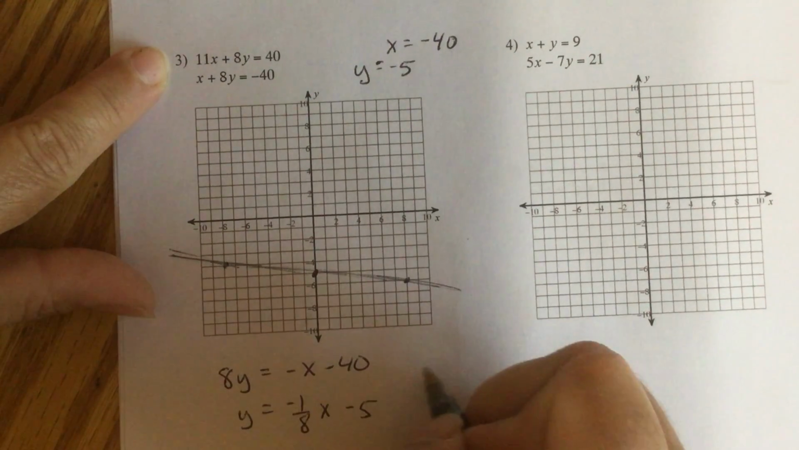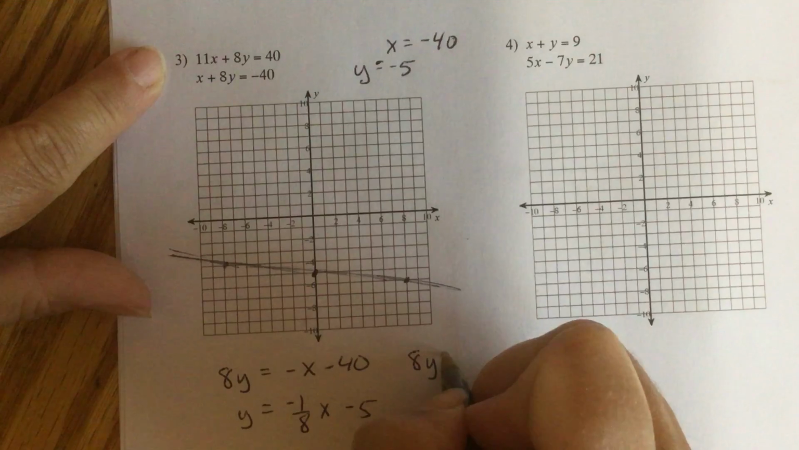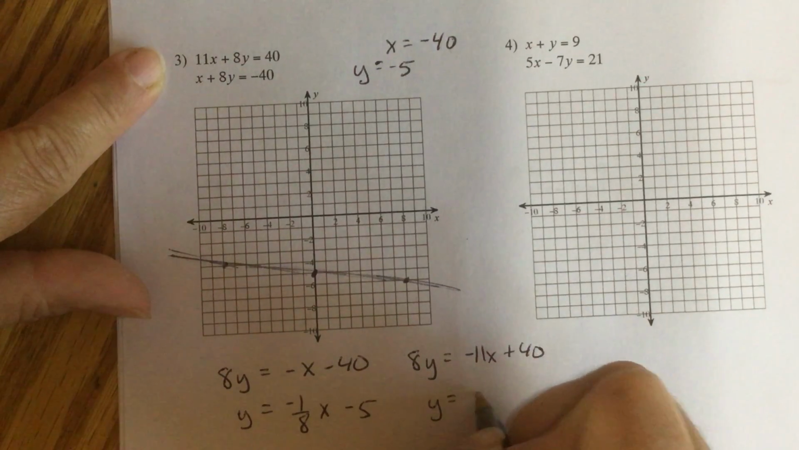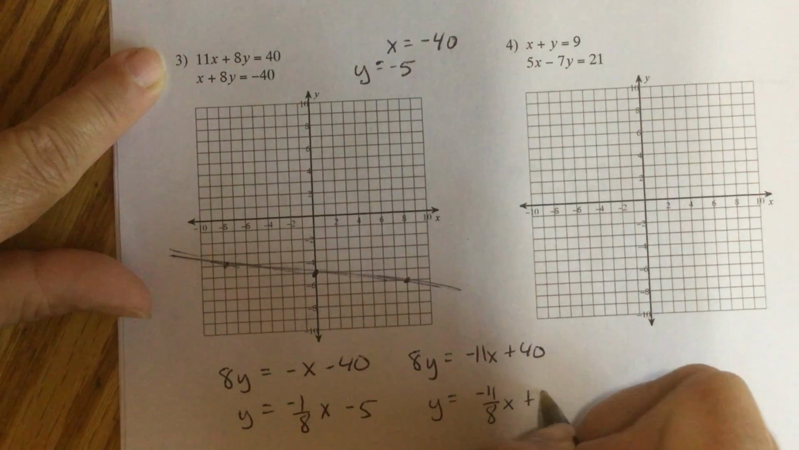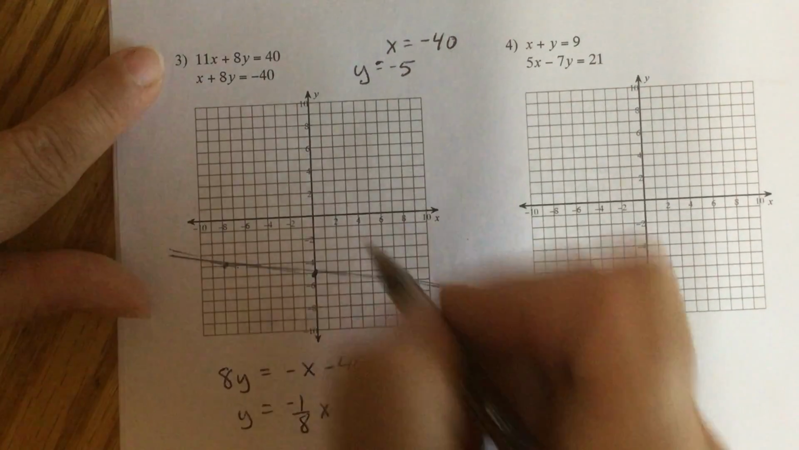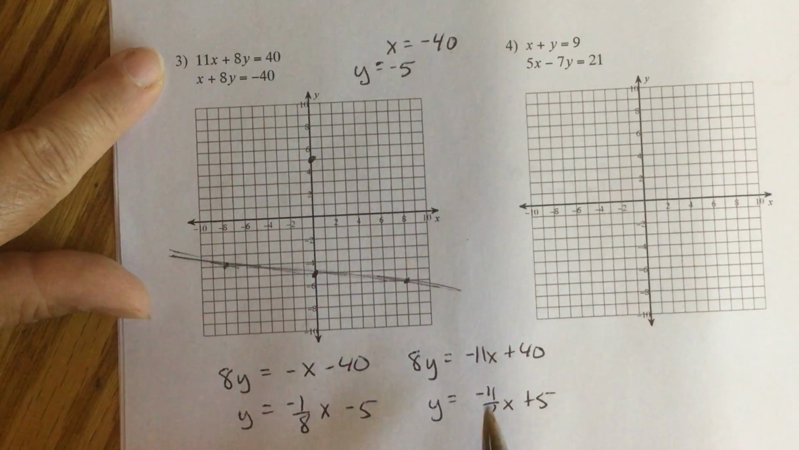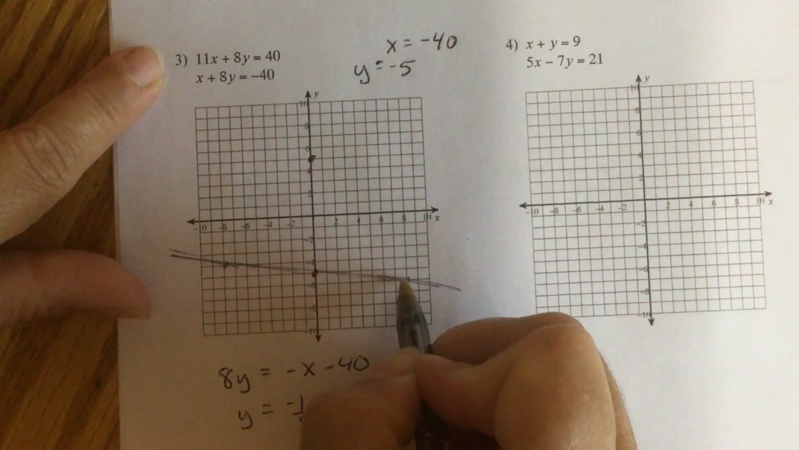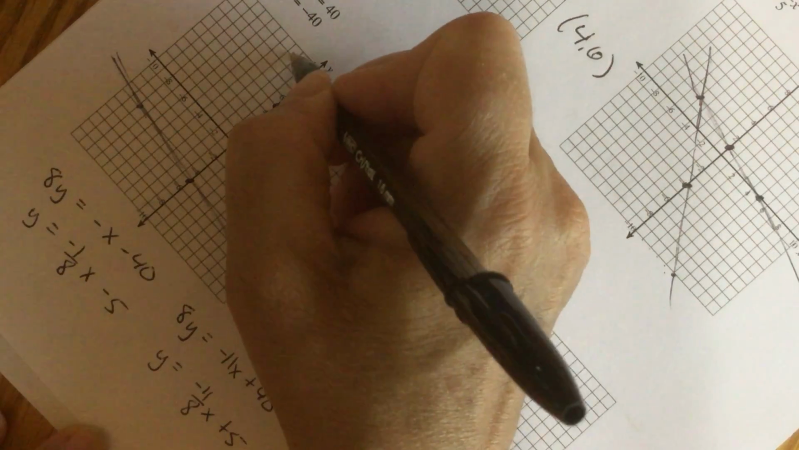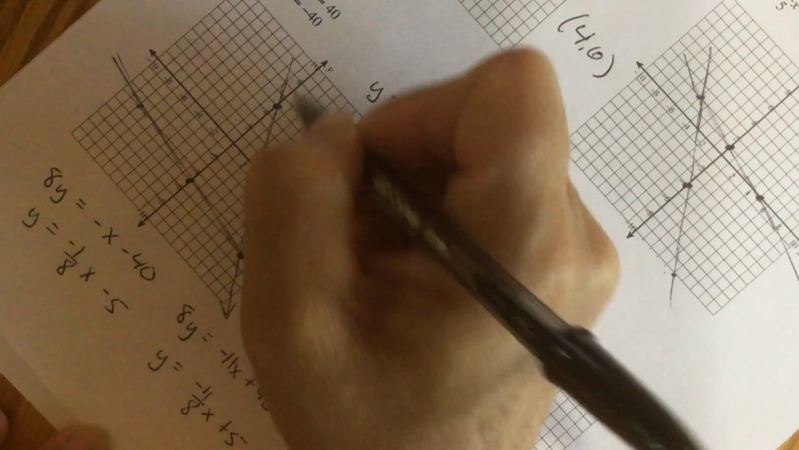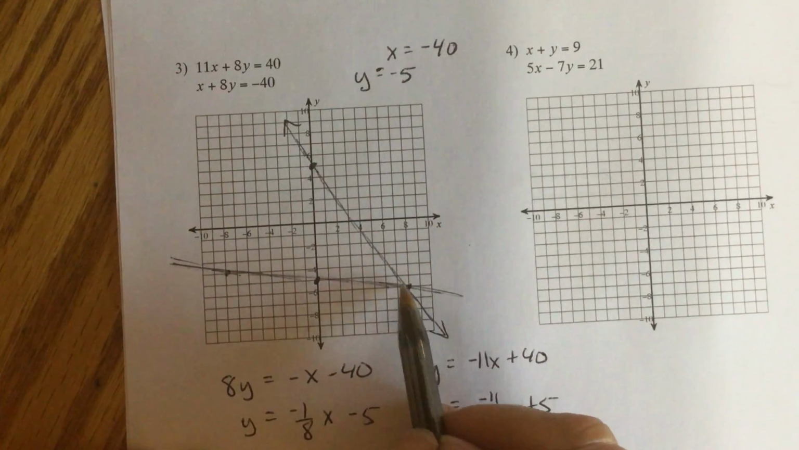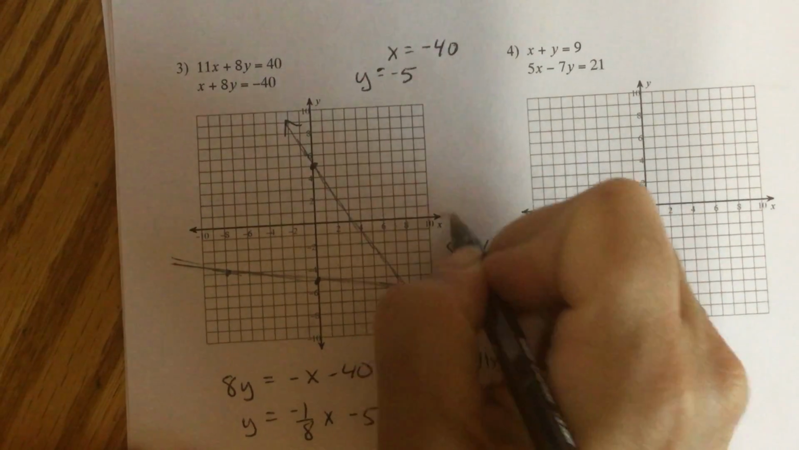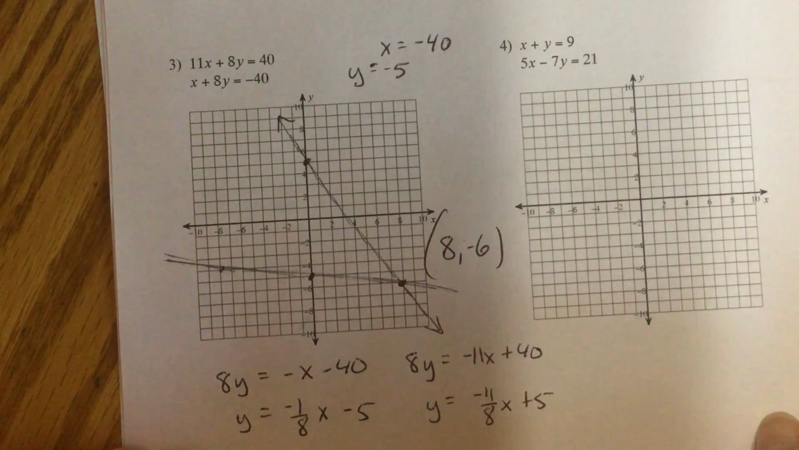If I start with this one, I'm going to have 8y is equal to negative 11x plus 40, then divide by 8, negative 11 over 8x plus 5. So this one starts at positive 5 and has a slope of negative 11 over 8. So 5 and 6 more, and then over 8 is going to land at that point. And so this ordered pair is 8, negative 6. So 8, negative 6 would be our solution.